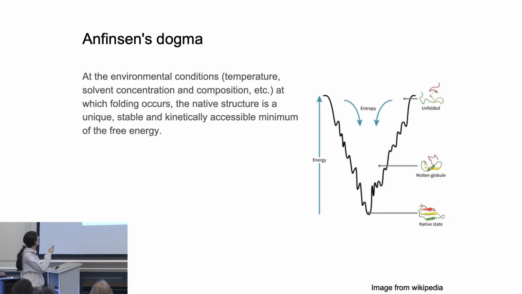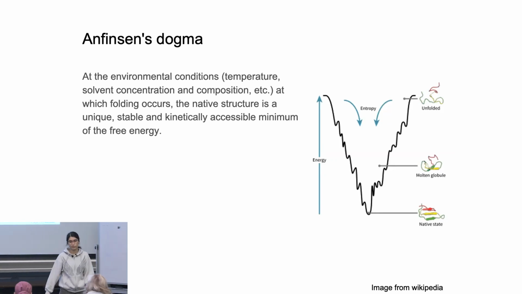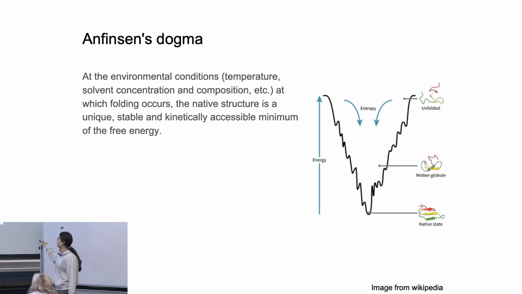And so with Anfinsen's dogma, some things to keep in mind in general about protein folding is that in experiments, the temperature as well as solvent concentrations in general influence the folding event. Also, when we have a native structure, which could just be the lowest energy state in general, we assume that this is a unique, stable, and kinetically accessible minimum. So in terms of the free energy landscape, we assume that the native state is all of these things.